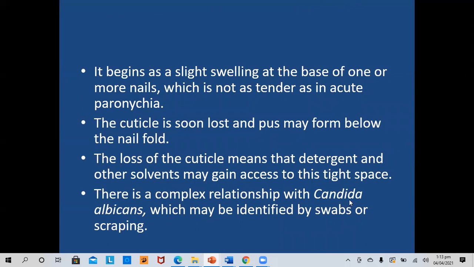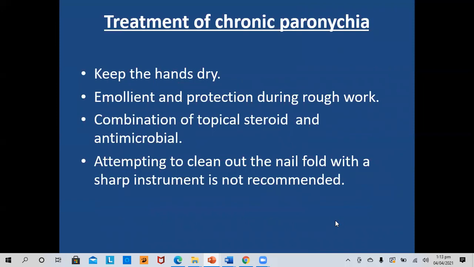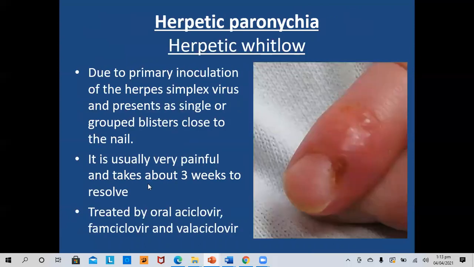There is a complex relationship with Candida, which may be identified by swabs and scrapings. Treatment is first by keeping the hands dry, emollients and protection during rough work, and a combination of topical steroids and antimicrobials. Attempting to clean out the nail fold with a sharp instrument is not recommended because this will damage the nail more.